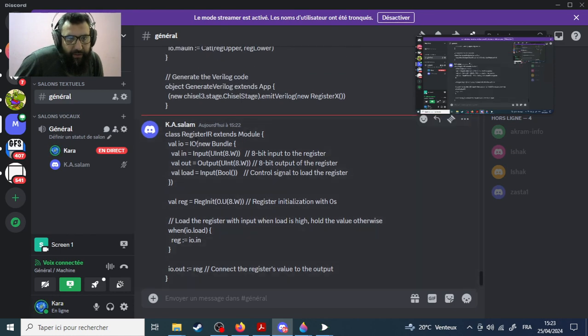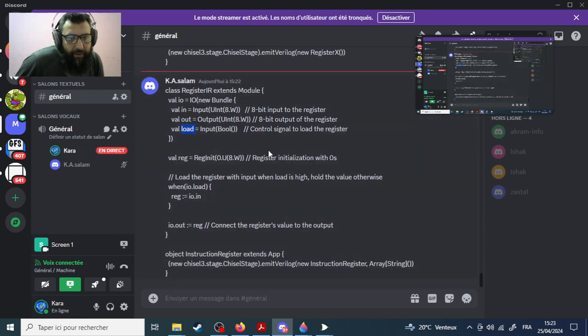Register IR. Yes, a bundle. We have one input, one output. And we have, what is this? A load, yes. The load. Yes, this is it. This is very simple. This is the way to implement a register.